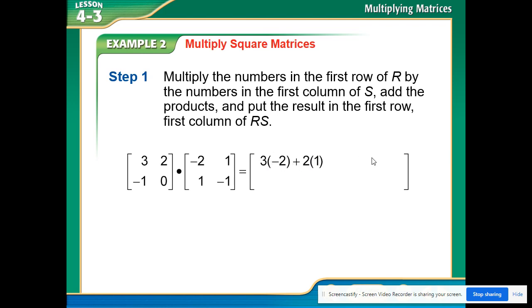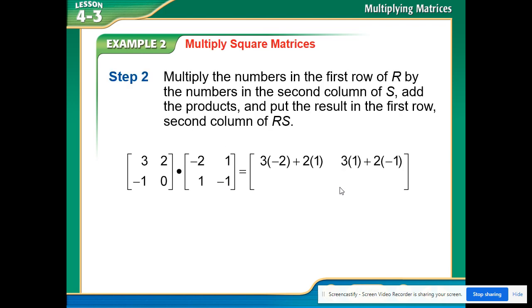Now this spot here is row 1, column 2. So we're going to take row 1 with column 2. The 3 goes with the 1 and the 2 with the -1. So 3 with the 1 and the 2 with the -1. So that's row 1, column 2.